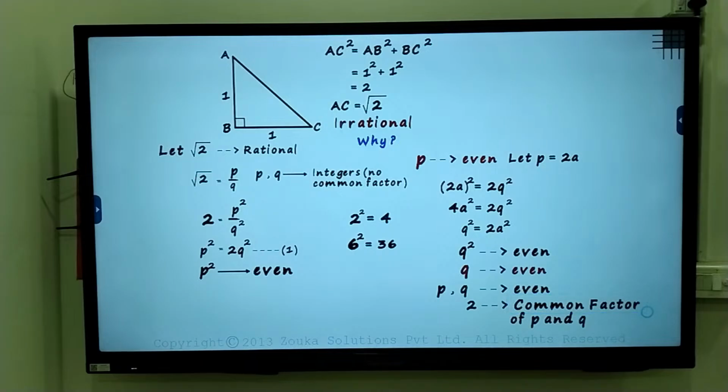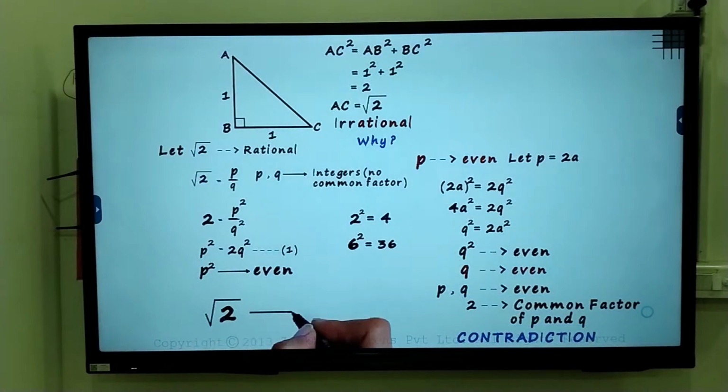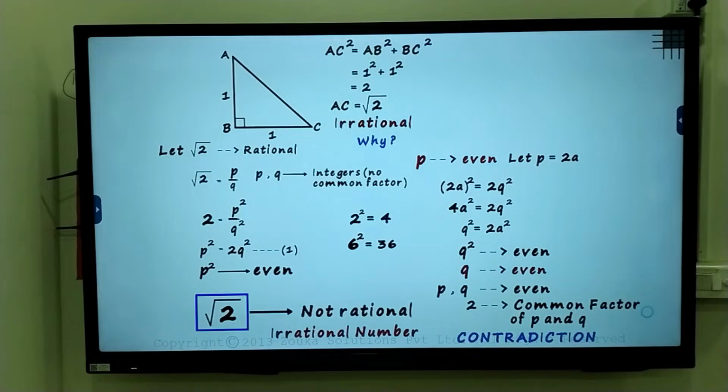But look at what we assumed. We assumed that p and q have no common factors. So this is a contradiction to our hypothesis. Hence, root 2 is not rational, and numbers which are not rational are called irrational numbers. We can say that root 2 is an irrational number and cannot be expressed as p by q.